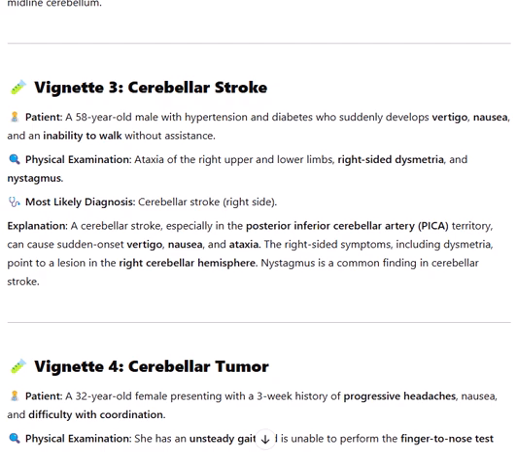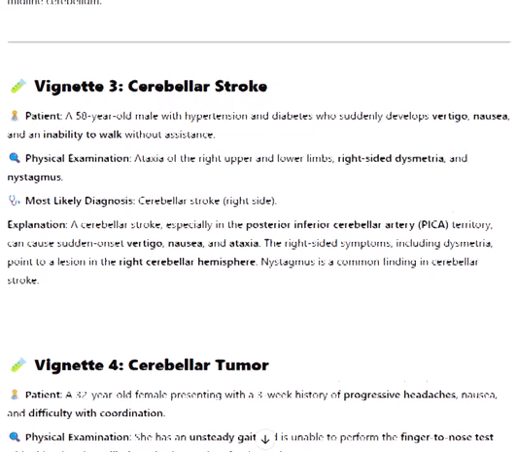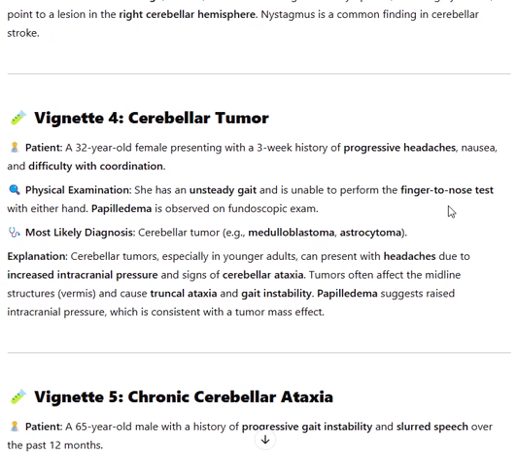Vignette 4, Cerebellar tumor. A 32-year-old female presenting with a 3-week history of progressive headaches, nausea, and difficulty with coordination. Physical examination. She has an unsteady gait and is unable to perform the finger-to-nose test with either hand. Papilledema is observed on fundoscopic exam. Most likely diagnosis, cerebellar tumor, e.g.